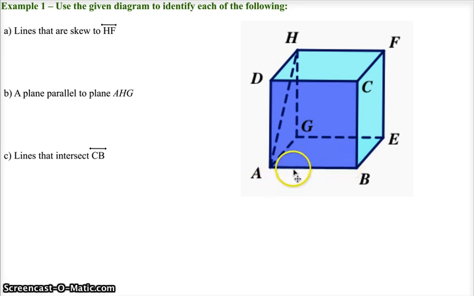You could imagine a plane that cuts through HF and AB. But HF is not parallel to BC. HF and BC are not parallel, but they also don't intersect. They're going to miss each other.